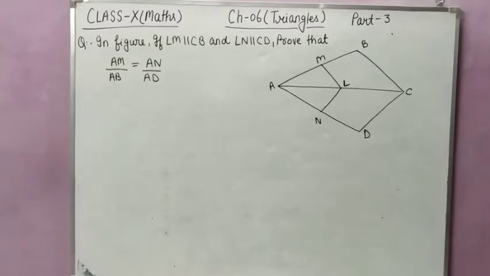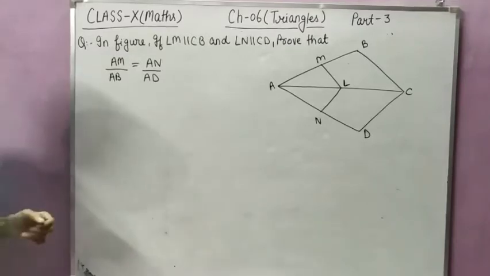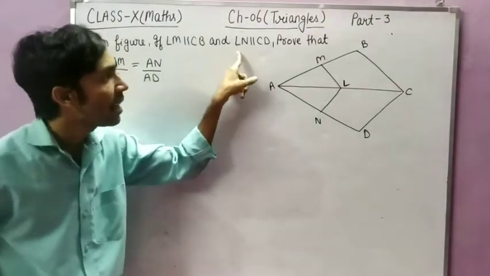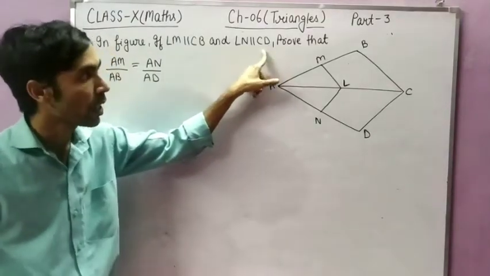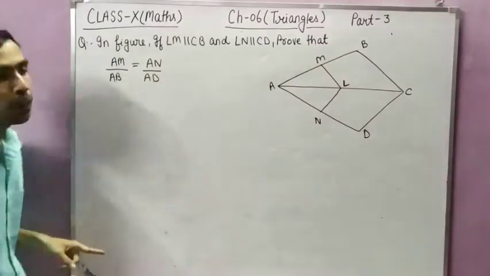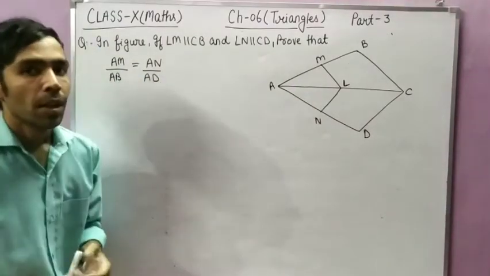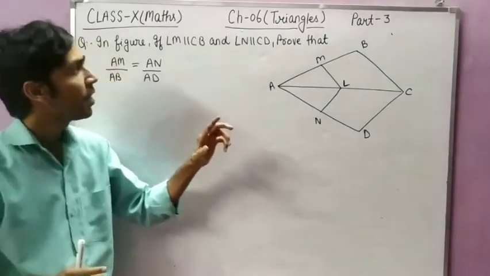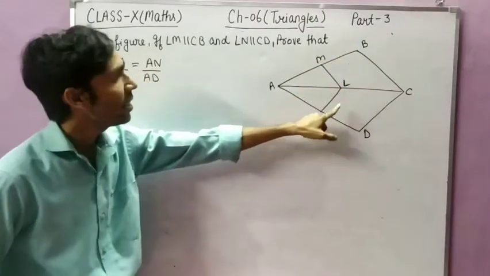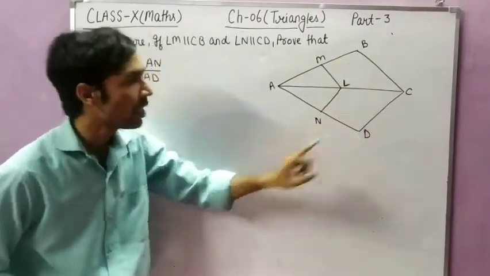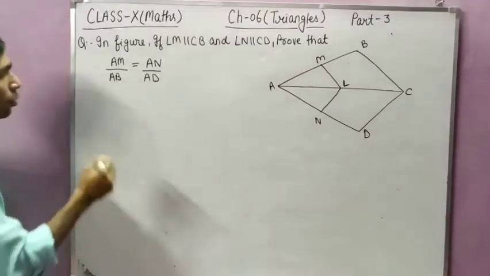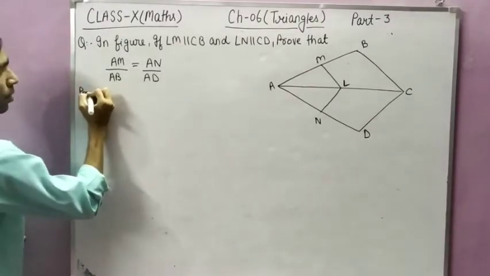Now student, the next question based on Thales theorem is that in the figure LM is parallel to CB and LN is parallel to CD. Prove that AM upon AB is equal to AN upon AD. See, the figure is given. In this figure, LM is parallel to CB and LN is parallel to CD. So we have to prove AM upon AB equal to AN by AD. So let's start the proof.